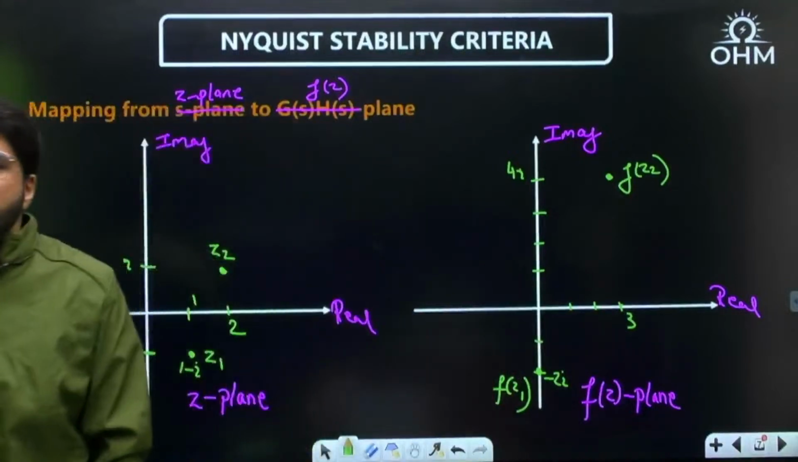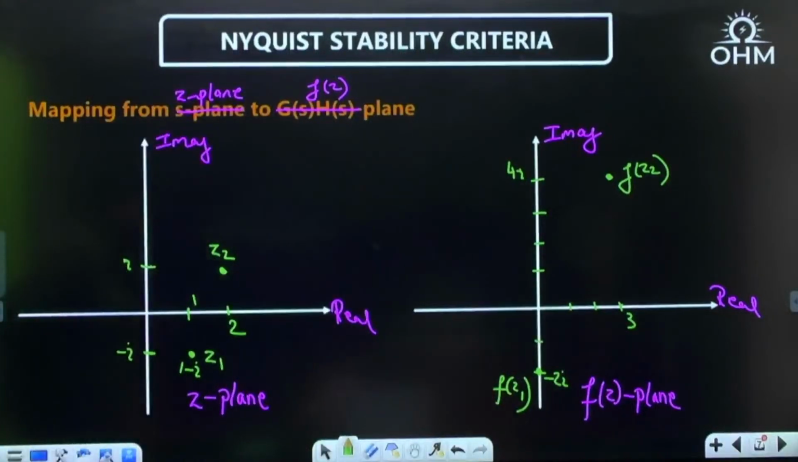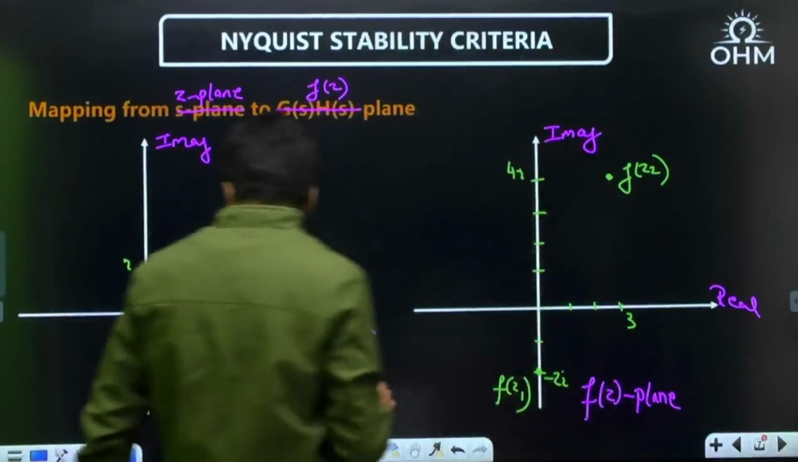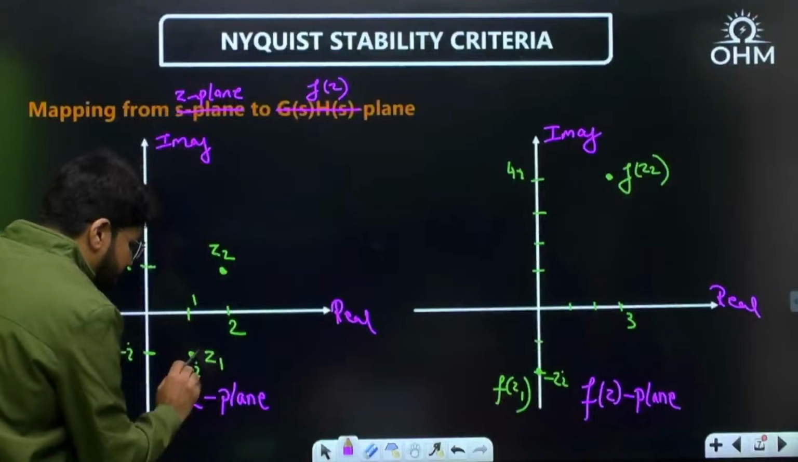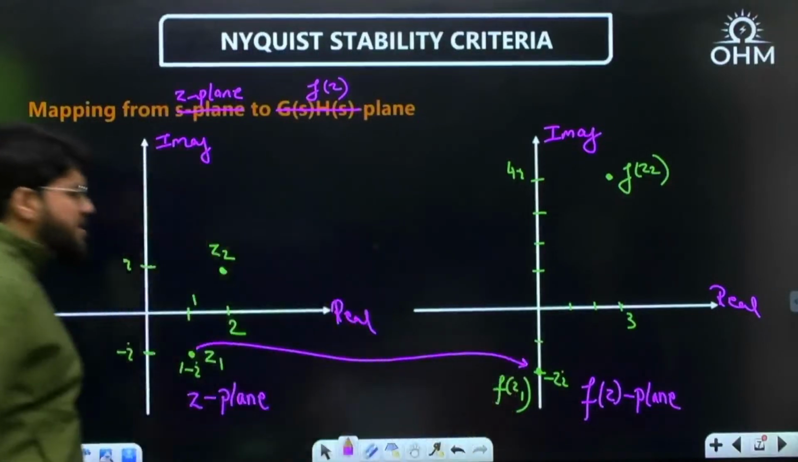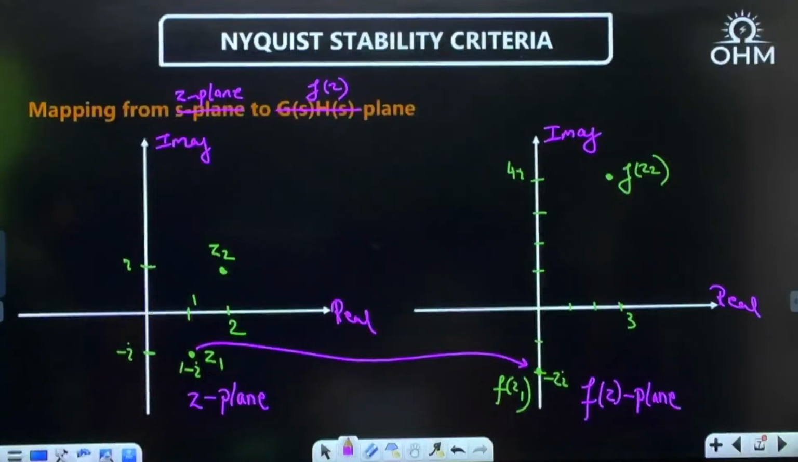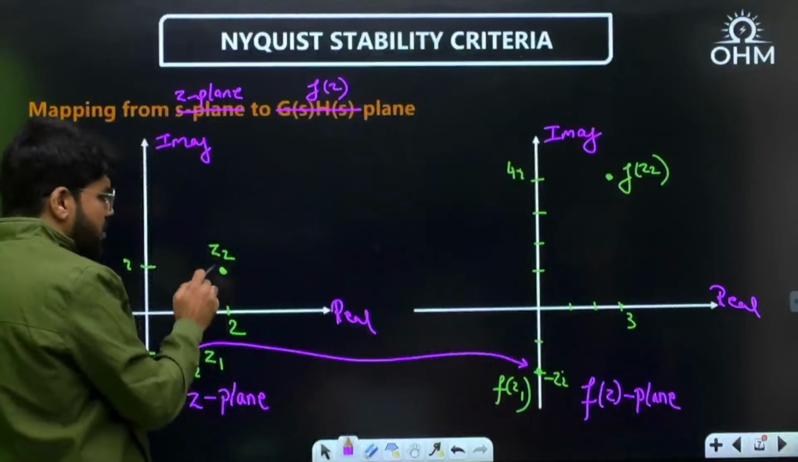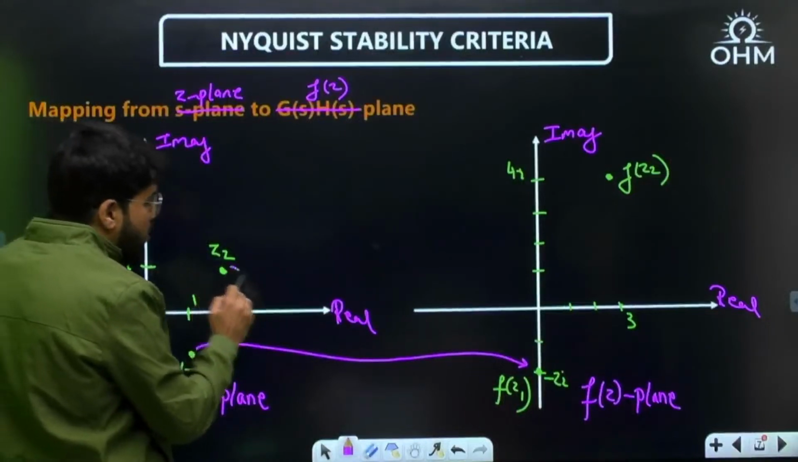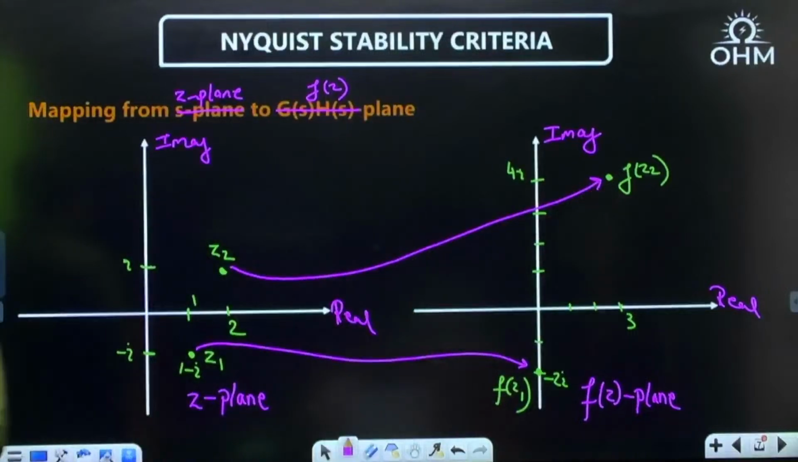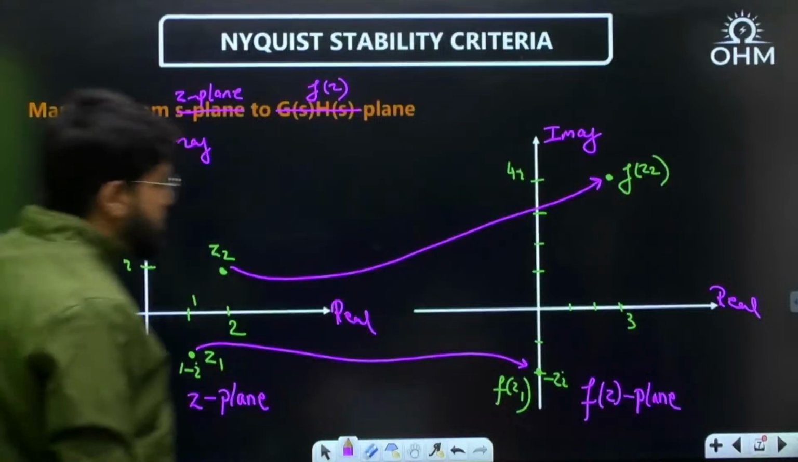That is what I mean by mapping from the Z plane to the f(Z) plane. That means, corresponding to this value of Z in the Z plane, what is the value of the function in the f(Z) plane? It is represented here. Corresponding to this value of Z, Z2, in the Z plane, the value of the function in the f(Z) plane is shown here.